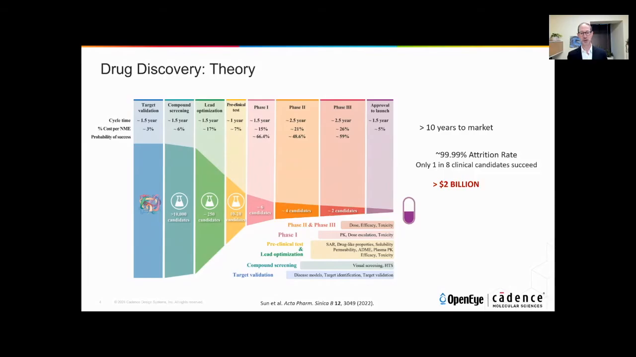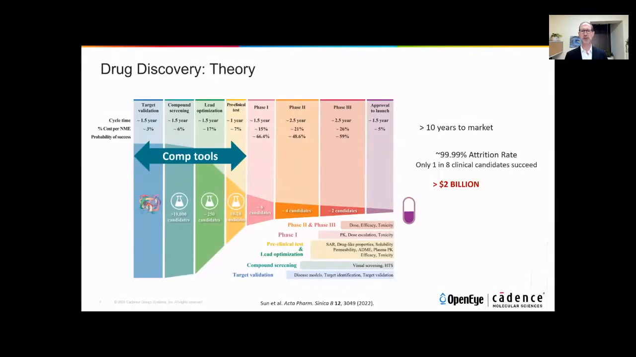So this is a difficult process, and what we are doing in the essentials and what we do at OpenEye Cadence Molecular Sciences is looking at computational tools primarily to support the early stages, so the drug discovery stages, the first 4 parts of this process.